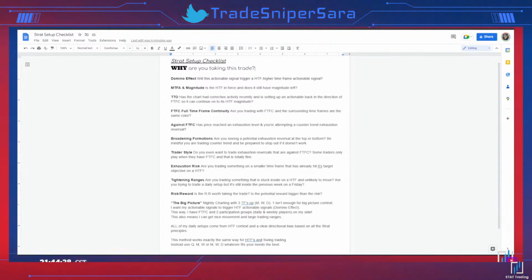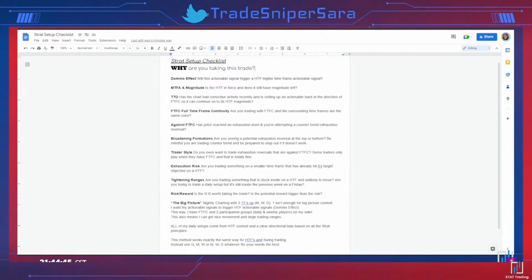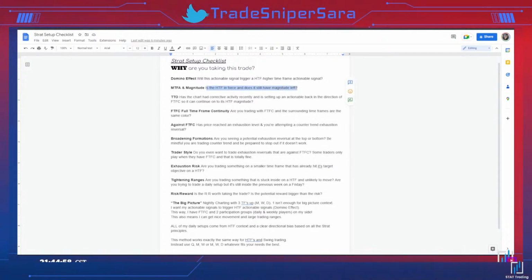So why are you taking this trade? Is it a domino effect? Will this actionable signal trigger a higher time frame actionable signal? Multiple time frame analysis and magnitude: is the higher time frame in force, and does it still have magnitude left? So with this, say the weekly is in force and hasn't hit target, and that's okay, and you're going to trade a bullish strat reversal until the higher time frame hits target. So that's acceptable as well.